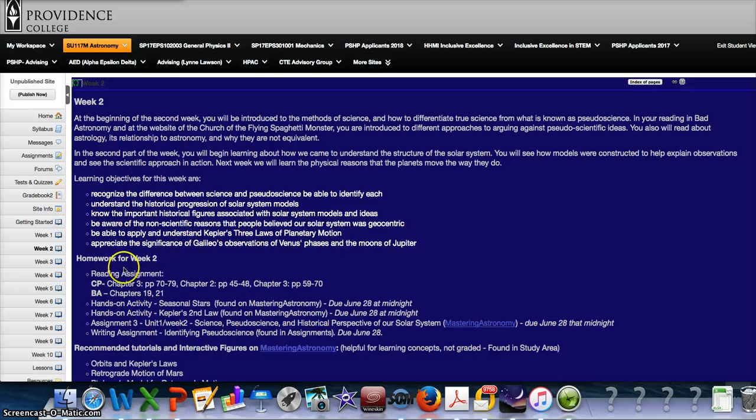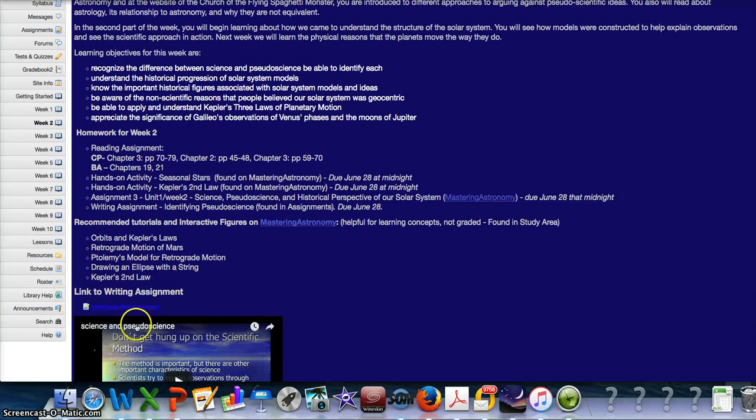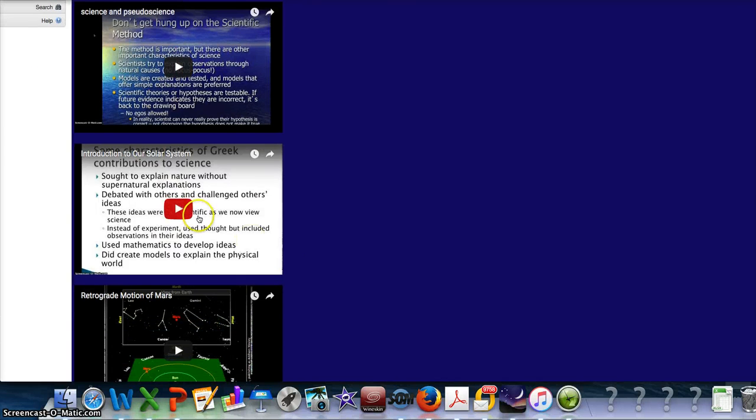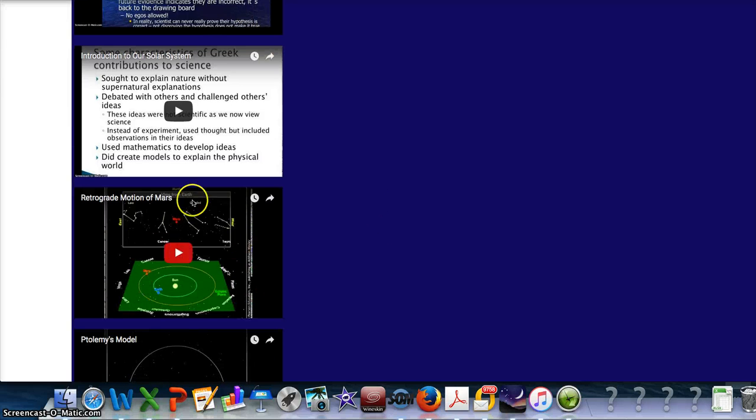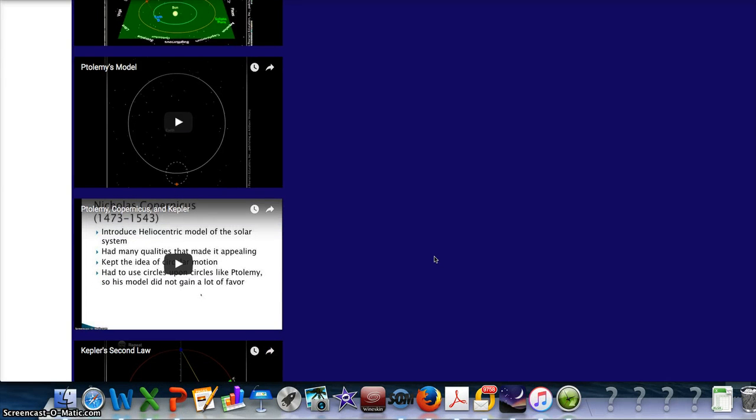So you can see that all the weeks have different information, but they all have the same structure, and you always will find the homework and, where appropriate, links to assignments. And then also, I shouldn't neglect to mention videos as well, which are a combination of narrated PowerPoints and then sometimes some interactive figures that I went through to kind of help demonstrate different concepts that we're covering that week.